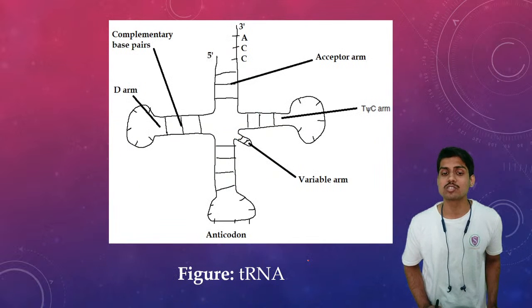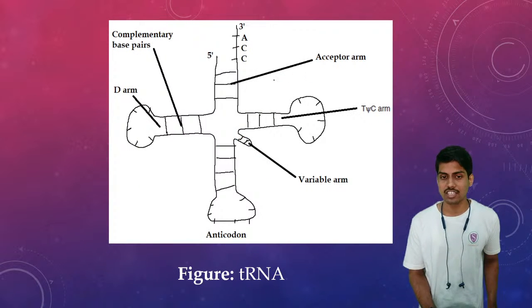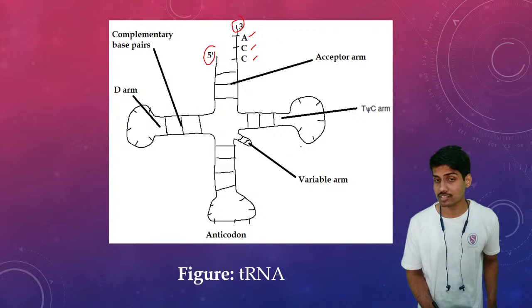Now we will see the structures of tRNAs. Okay. See, this is one of the basic structures of the tRNA. You will have a 3 prime end with the ACC nucleotides and a 5 prime end. There will be 4 different arms, or five we can say. The acceptor arm, why is this called the acceptor arm? Because on this arm, the amino acid will get attached.